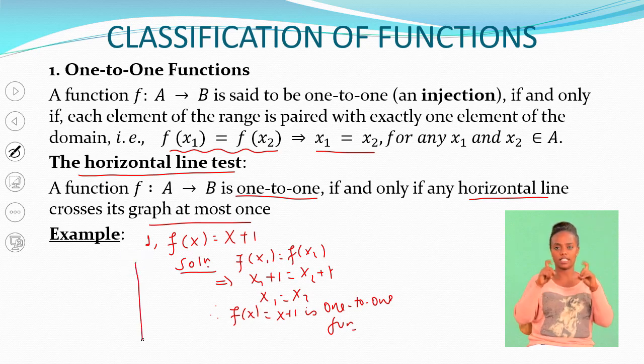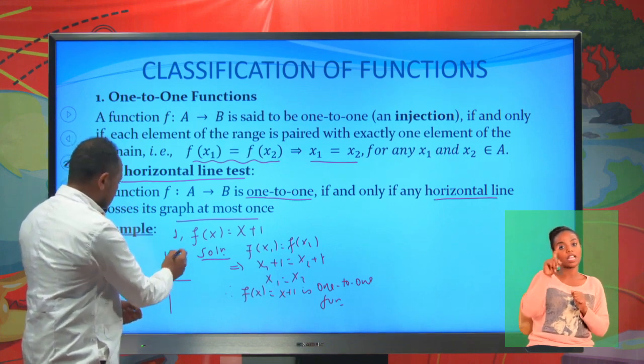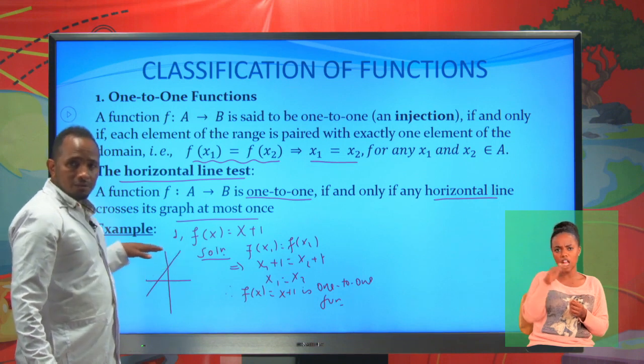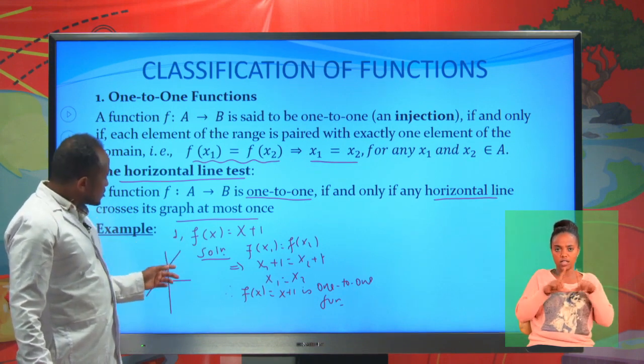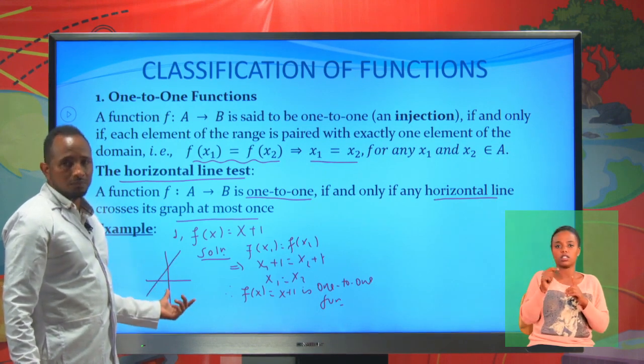By the way, you can check by drawing the graph and using the horizontal line test. If you draw the graph of f(x) equals x plus 1, any horizontal line crosses this graph exactly once. Therefore, this is a one-to-one function.